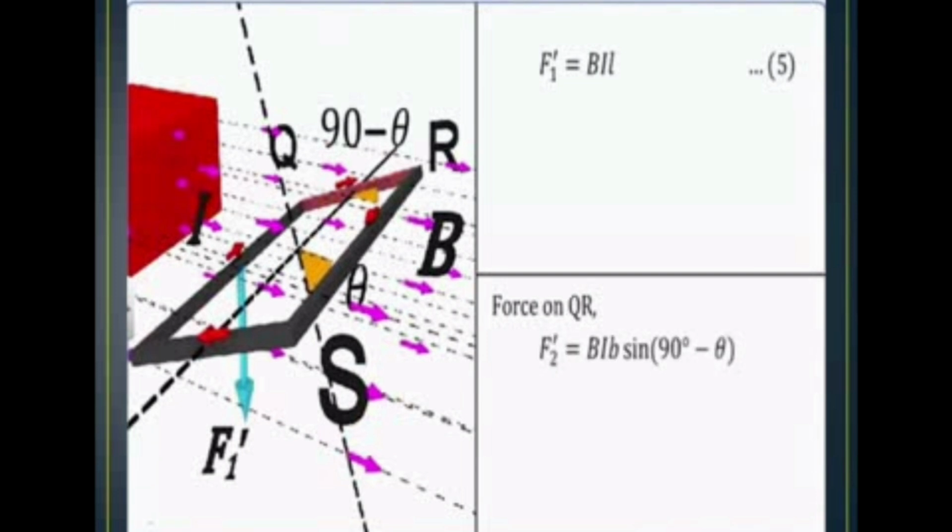In the same way, now we are going to see the other side of the coil. That is 90 minus theta. QR is not parallel, so it is 90 minus theta. It has some angle, that's why we are writing sin of 90 minus theta. F2 dash: initially we took this as parallel, so it was 0. But here it has an angle theta, so sin of 90 minus theta becomes cos theta. So F2 dash is BIb cos theta.